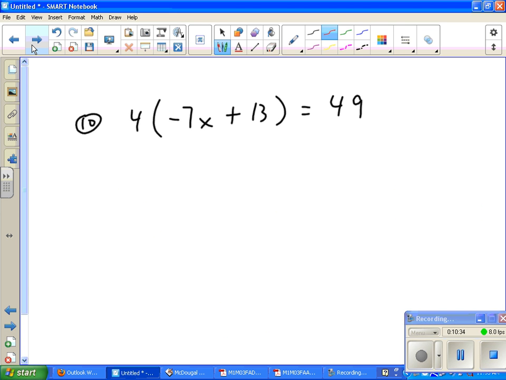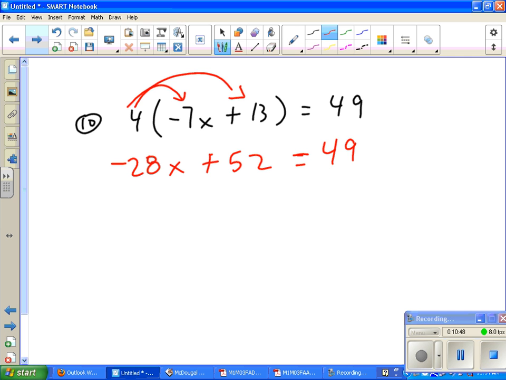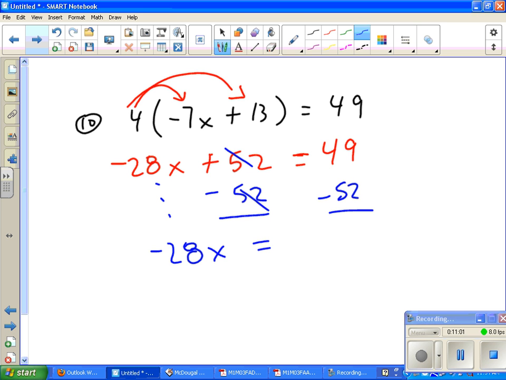Number 10, again, you need to distribute. 4 times negative 7x gives you negative 28x. 4 times 13 gives you 52, so it's plus 52 equals 49. Do the inverse of plus 52, subtract 52, and that'll cancel them. Subtract 52 from the right side.